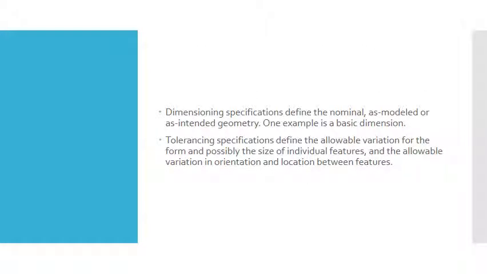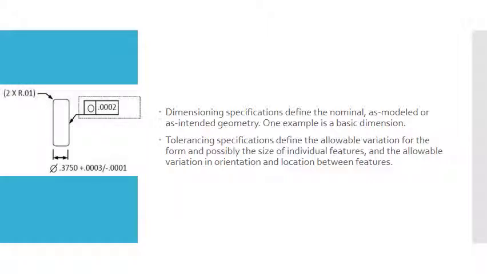Dimensioning specifications define the nominal, as modeled or as intended geometry. One example is a basic dimension. For example, the diameter 0.3750 is the basic dimension. Tolerancing specifications define the allowable variation for the form and possibly the size of individual features, and the allowable variation in orientation and location between features. The same example of the circularity in the shaft can be taken.